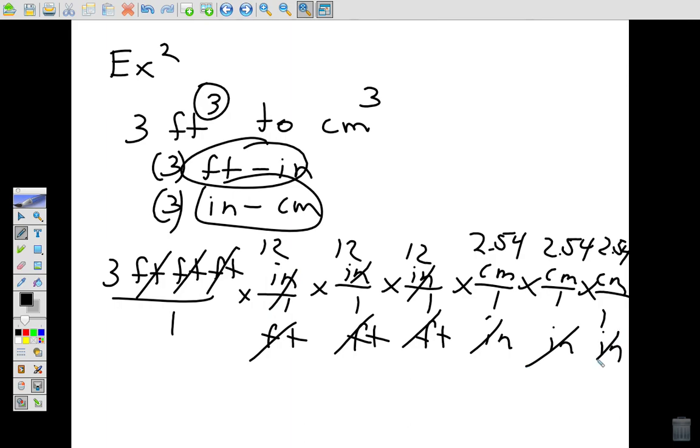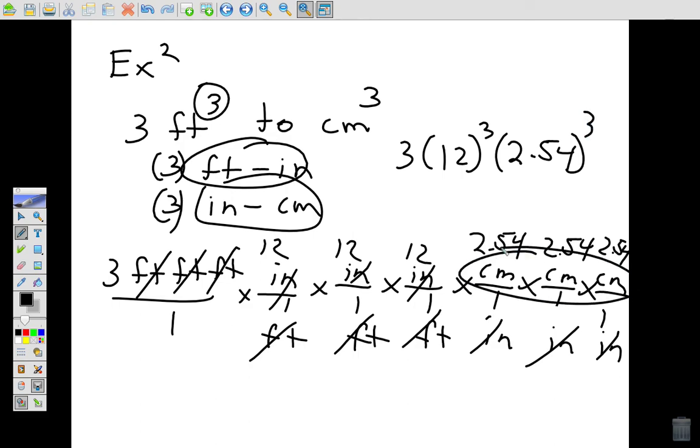So what do I have left in the top? There are no numbers other than 1 in the bottom, so I don't have to worry about anything in the bottom. So 3, and then I have 3 of the 12s, and then 3 of the 2.54s. And what do I have left for labels? Centimeters cubed, or cubic centimeters. And that is conversion of volume.